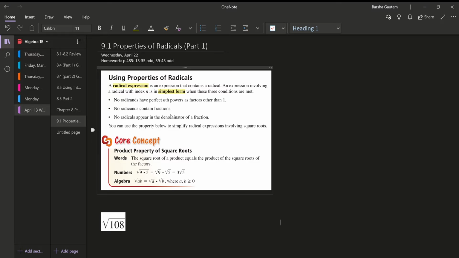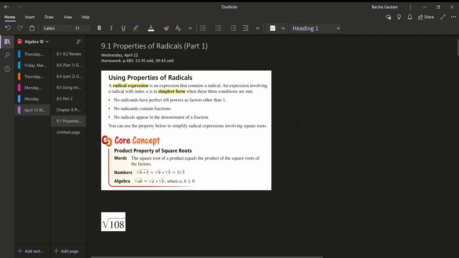Alright, so let's begin. To begin with, make sure to copy down this core concept right here. It's really important. It talks about using properties of radicals. A radical expression is an expression that contains a radical. An expression involving a radical with an index n is in its simplest form when these three conditions are met. No radicands have perfect nth powers as factors other than 1. No radicands contain fractions, and no radicals appear in the denominator of a fraction. You can use the property below to simplify radical expressions involving square roots.